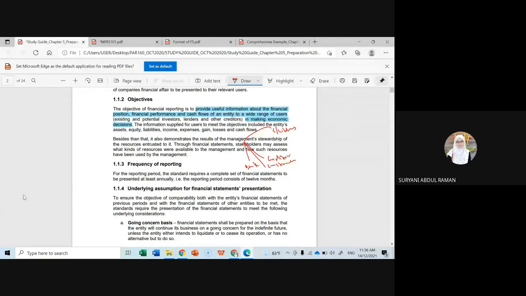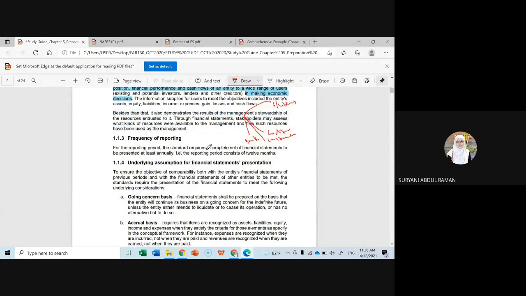Okay. So how frequently does a company need to do the financial reporting? I mean, to prepare the financial statement. Basically, the standard requires a complete set of financial statements to be presented at least annually. At least annually, once a year. So once a year by default consists of 12 months. That is why our accounting period is usually shown within 12 months.